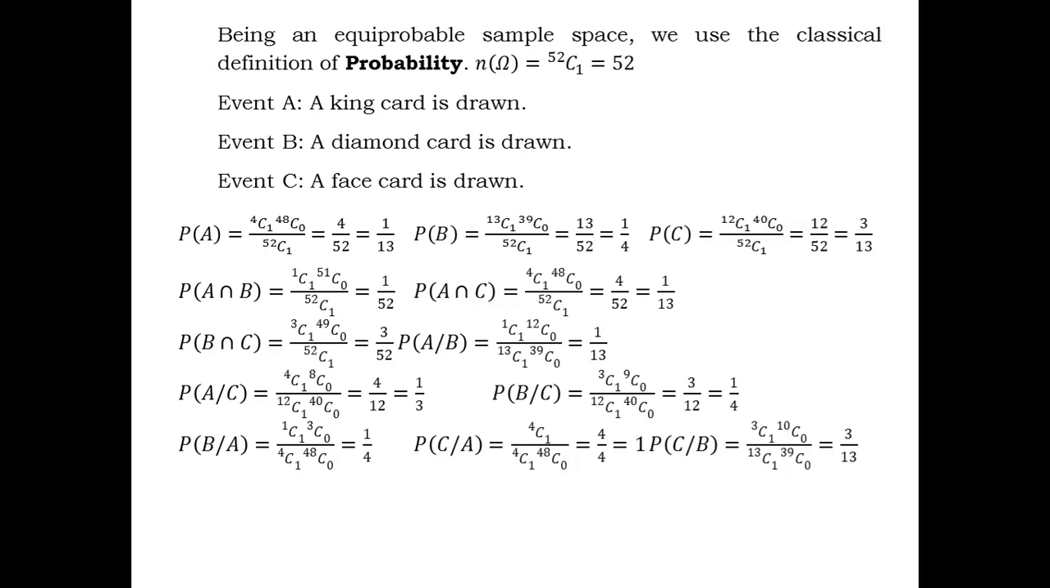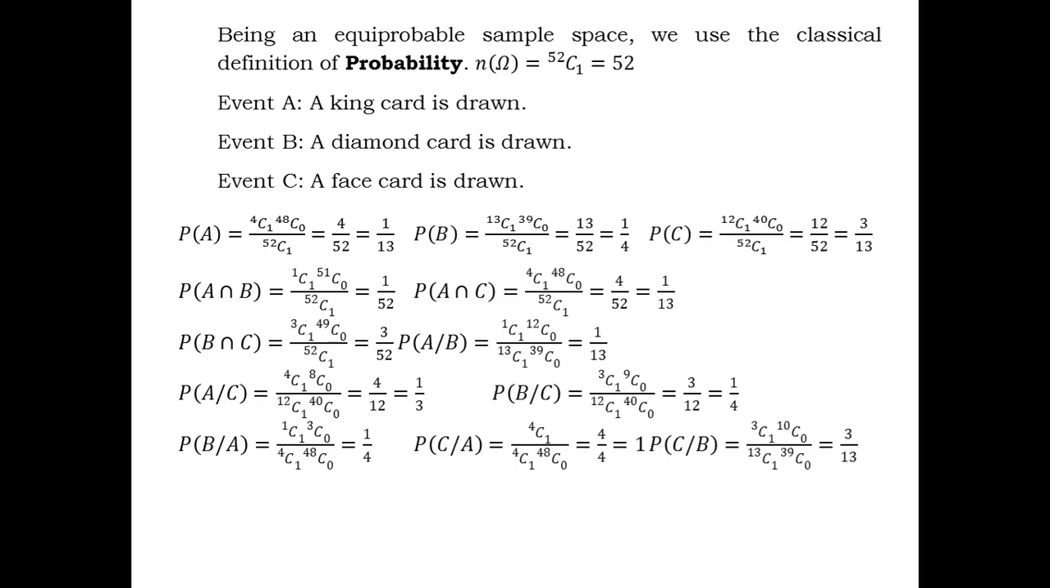That's why probability of A given C is not equal to probability of A. That's why probability of C given A is not equal to probability of C. And that's why probability of A intersection C is not equal to probability of A into probability of C.